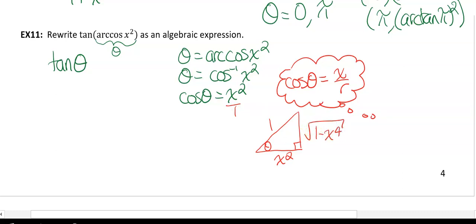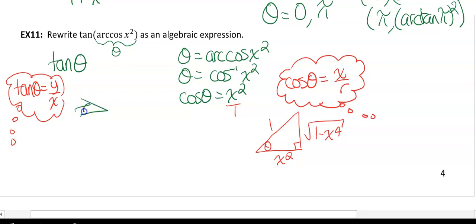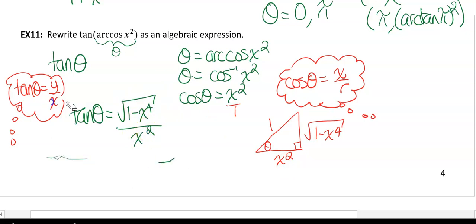So that means thinking about tan theta as y over x. Remember, this is us thinking about it. It's just weird because of all these x and y's all over the place. So for the purpose of the problem, tan theta equals, well, y is this craziness here, the square root of 1 minus x to the 4th, and x is x squared. So this would be your final answer.